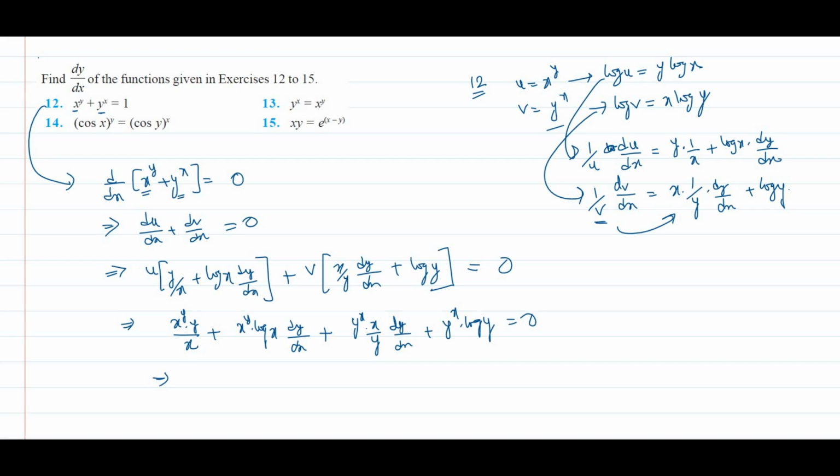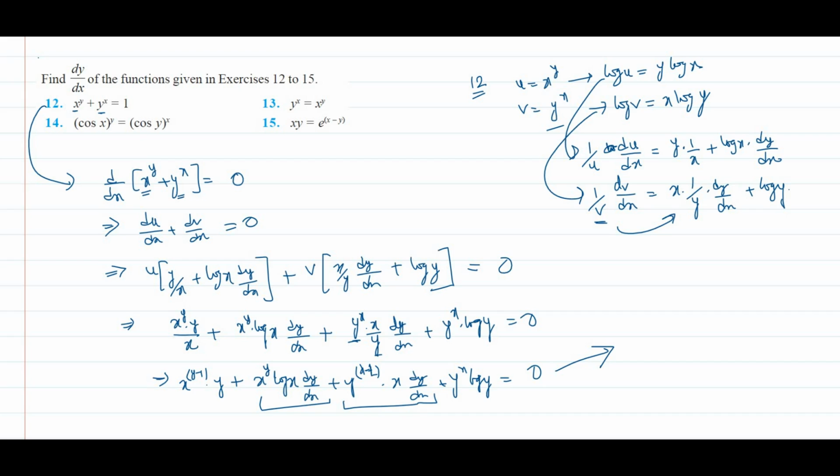So this is basically equal to x to the power y minus 1 times y plus x to the power y log x dy by dx, plus this is going to be y to the power x minus 1 times x dy by dx, plus y to the power x log of y, equal to 0. Simple enough. Now you just take dy by dx common from this expression, and hence you find dy by dx like this. Now with question number 13, this is going to be much easier.